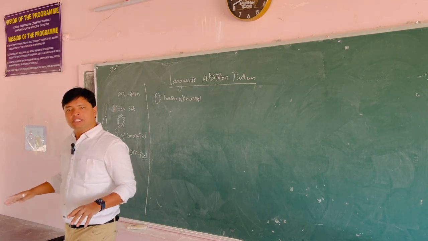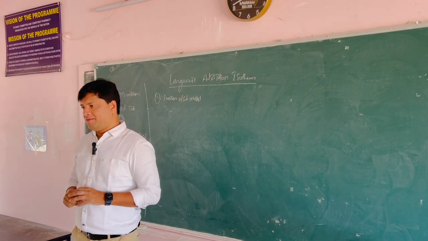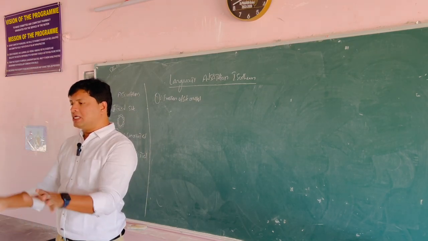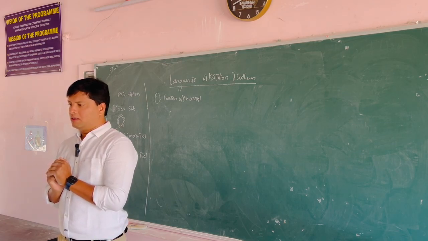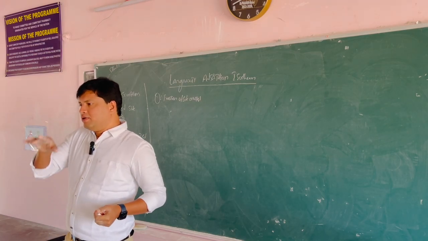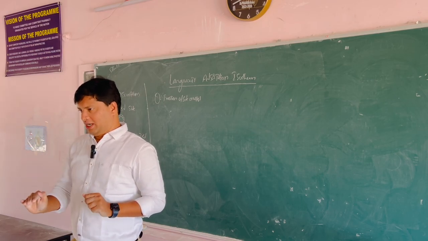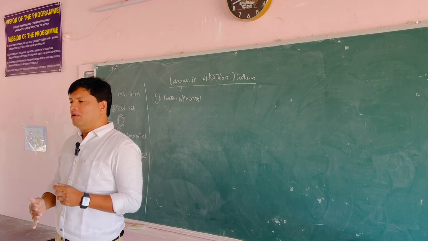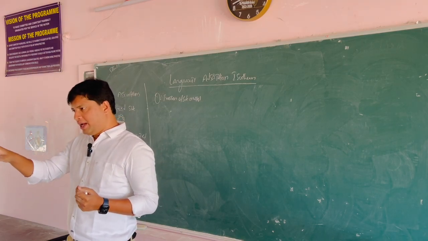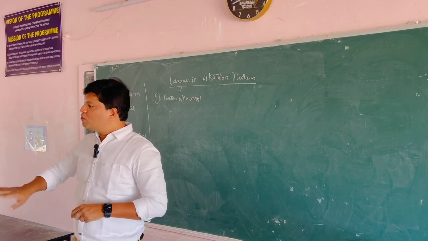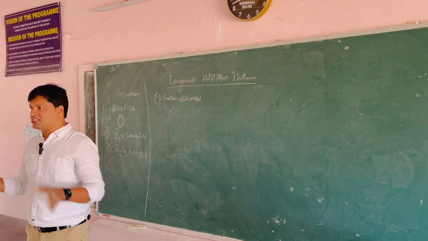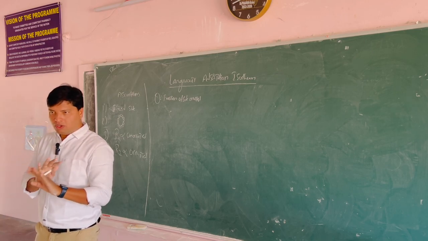In any fraction, what is the maximum number you get? How many girls divided by total number of students? Let's say in a college, all are girls. What is the number you get? Fraction means something divided by total. I want to know the fraction of girls in a college. For that, how many girls are there divided by total students. That's one. Maximum value for any fraction is one. Remember this. Without this knowledge, you can't derive this.